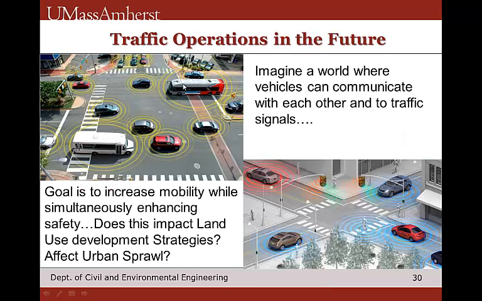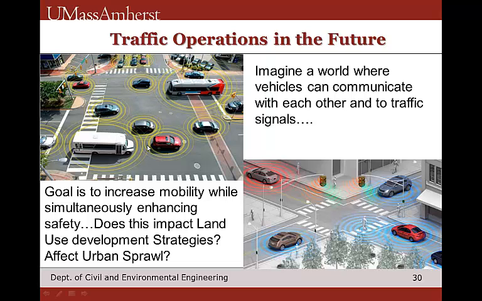Now, what would traffic operations look like in the future? All right. So imagine a world where vehicles can communicate with each other and with traffic signals. Right now we all carry around a smartphone, or most people carry at least a cell phone, right? And cell phone technology has GPS tracking in it. It may have a Bluetooth capability that can do short range communication. When you send text messages to people, you are communicating between 2 different places, right?